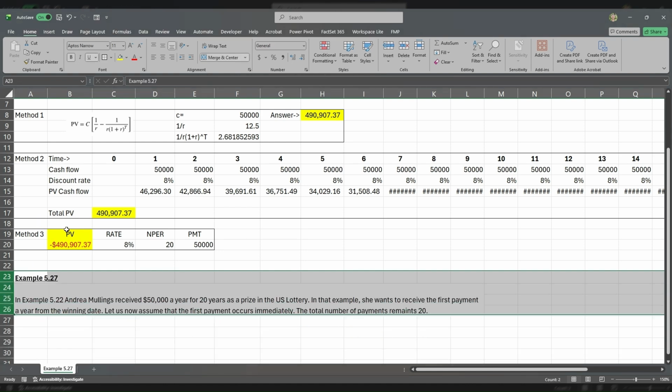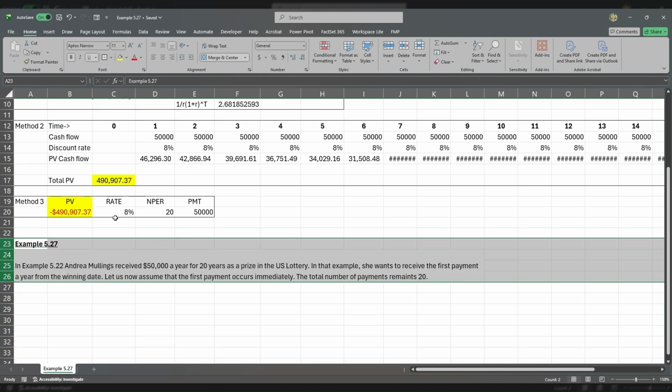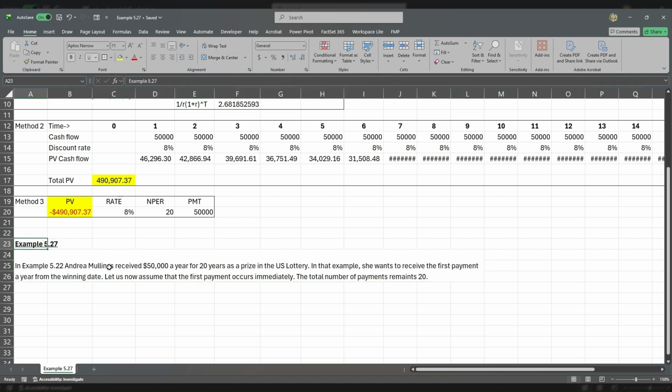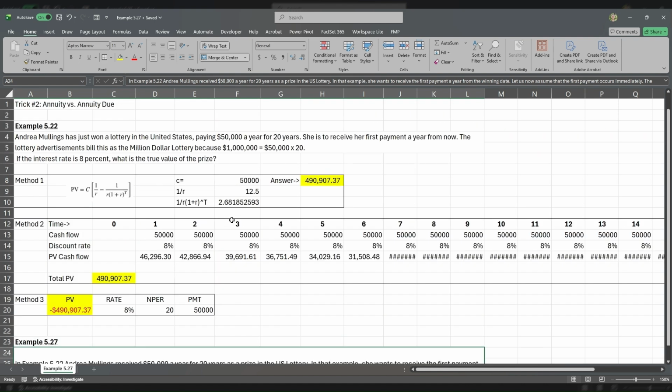Let's compare and contrast this to an annuity due, where we have the payment that is made at the beginning of the period. And I like to do this back to back because it really illustrates the impact of discounting. So let's just read the problem here. In example 522, we're now on example 527. Andrea received $50,000 a year for 20 years as a prize in the U.S. lottery. In that example, she was to receive the first payment a year from the winning date. Let us now assume the first payment occurs immediately, but the total number of payments remains at 20.